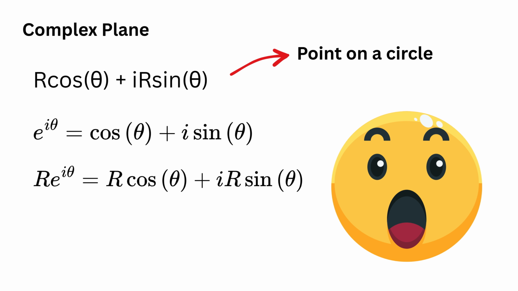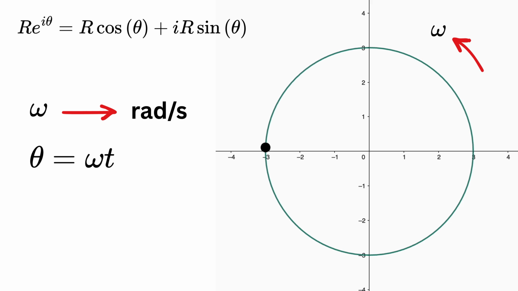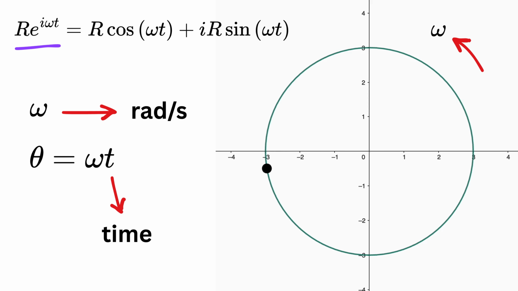So far, so good. Now, if we rotate this point around the circle with a constant angular speed omega, the angle theta keeps increasing steadily over time. Angular speed omega simply means how many radians the point sweeps per second. So, as the point moves, theta becomes equal to omega times t, where t is the time. Thus, the equation of the rotating point becomes r times e raised to the power i omega t, which equals this.